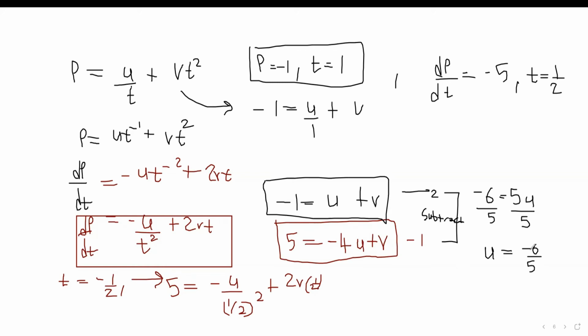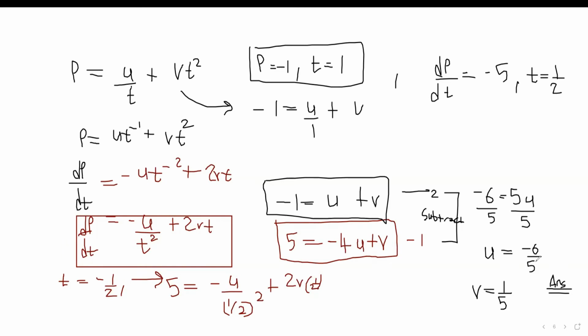Since U is negative 6 over 5, that will allow me to find V by doing substitution. So bring it over here. Now I get minus 1 plus 6 over 5, and that will give me that V is 1 over 5. So those are the values of the constants. U is minus 6 over 5 and V is 1 over 5. That's it. Nice.